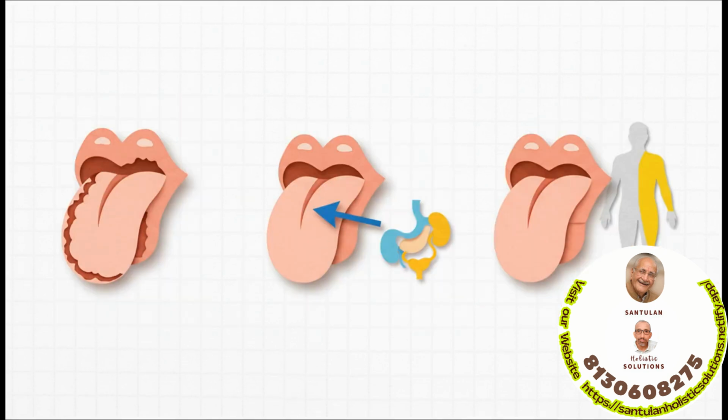So those scalloped edges that look like tooth marks, that's a classic sign of poor nutrient absorption. A W shape at the tip points right to the WD area, and this one's amazing. An unevenness or a contraction on just one side can actually reflect an old muscular injury on that same side of the body. Incredible, right?